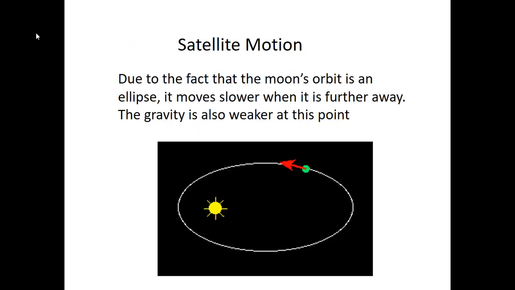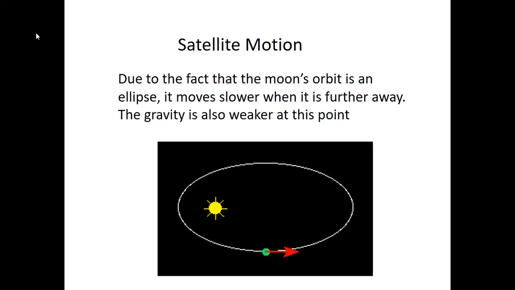As a satellite or the moon goes around the Earth, or in this case, a planet goes around the sun, what happens is, as it gets further away from the sun, it has less gravity. That means the object goes slower. When it gets closer to the sun, you can see by the red velocity vector the object is going faster. And this is due to the inverse square law.